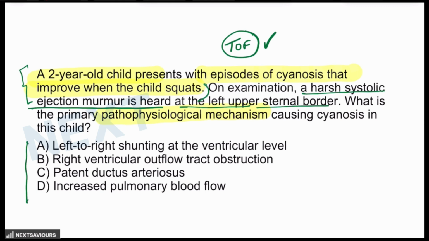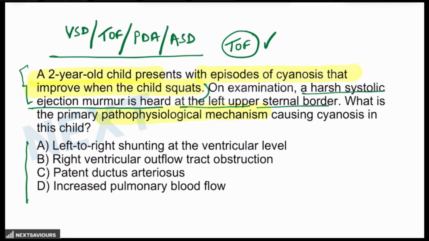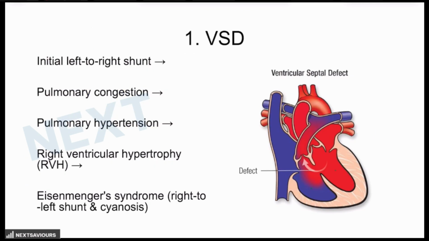The first one is the ventricular septal defect. The second one, the tetralogy of Fallot. The third one is the patent ductus arteriosus. And the fourth one is the atrial septal defect. How these questions are framed, one by one, we'll be talking about by understanding the basic pathophysiological mechanism. So, first one is the ventricular septal defect.